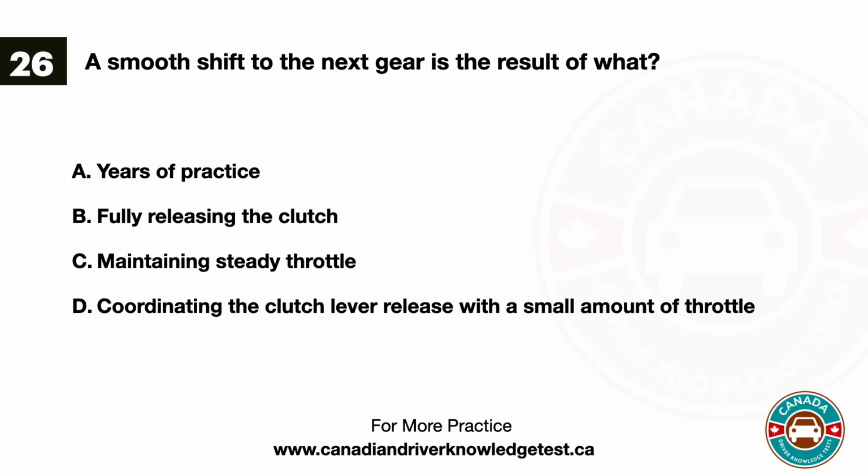Question 26. A smooth shift to the next gear is the result of what? A. Years of practice. B. Fully releasing the clutch. C. Maintaining steady throttle. D. Coordinating the clutch lever release with a small amount of throttle. The answer is D. Coordinating the clutch lever release with a small amount of throttle.